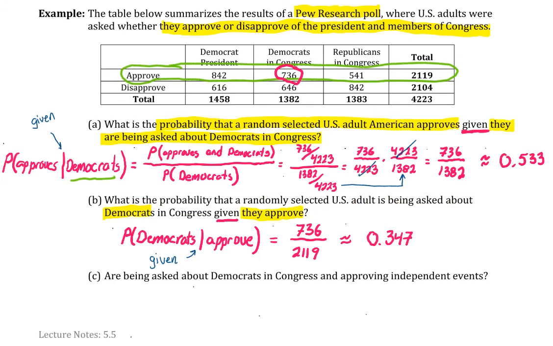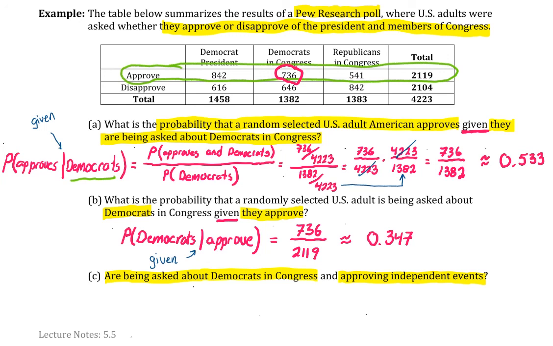In the last part of this question, we are being asked, are being asked about Democrats in Congress and approving of the job they are doing independent events. Recall, two events are independent if knowing the outcome of one event provides no useful information about the outcome of the other.